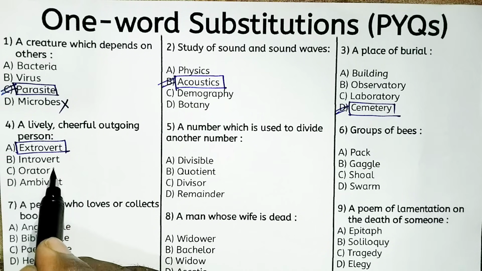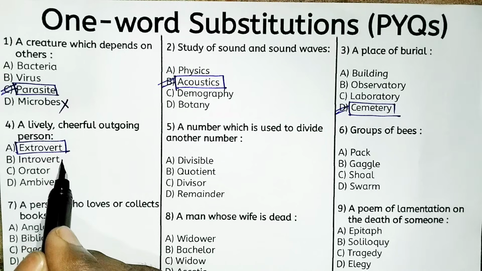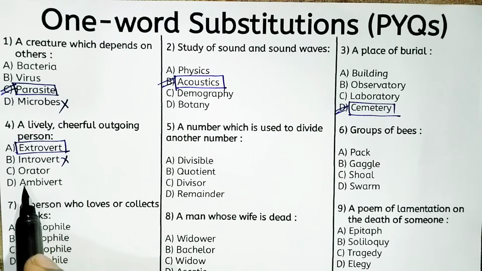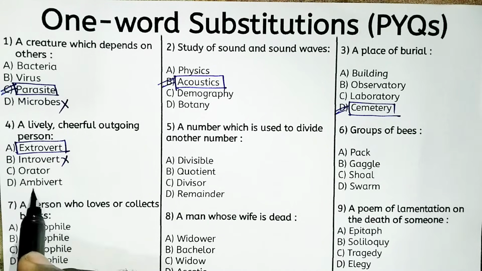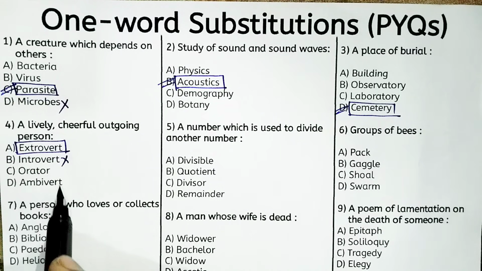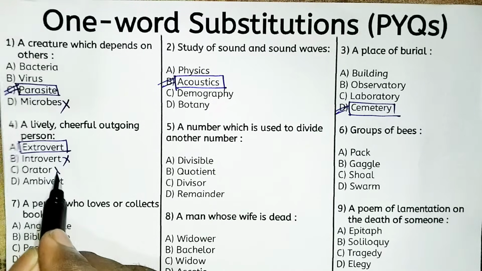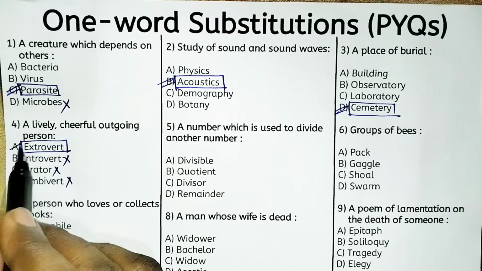So look, introvert means someone who is very reticent. Okay, that is introvert. So introvert is the opposite of extrovert. That's why introvert is not the right answer. Orator means someone who is very good in speech. That is orator. Okay, and what is the meaning of ambivert? So ambivert is a combination of extrovert and introvert. That is ambivert. That's why option C and D are not the right answers. So the right answer is option A, that is extrovert.